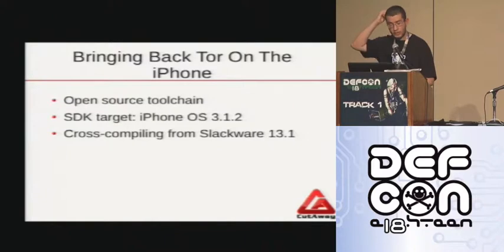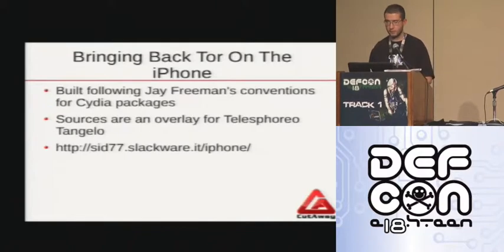So what I did, when I was trying to bring back Tor on the iPhone, I just installed the open source toolchain. Right now I'm targeting iPhone OS 3.1.2, just because it's the version of the operating system which was shipping with the phone at the time I bought it. And I'm cross-compiling from Slackware.